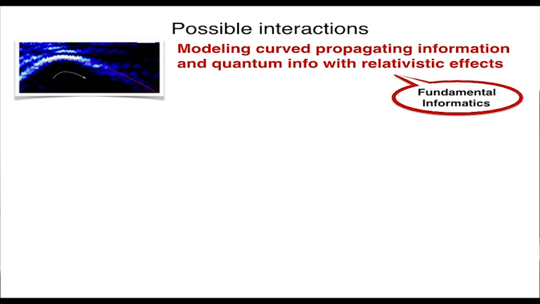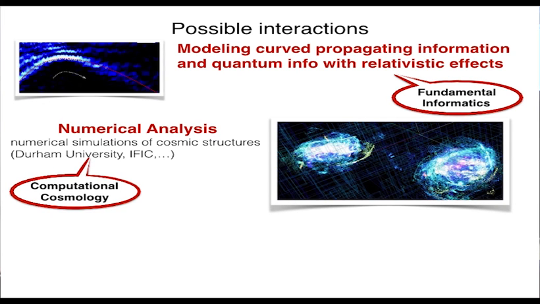Clearly, this is a very, very active field of research. We can just list a few possible interactions with, for instance, fundamental informatics, concerning modeling, covariant propagation, and quantum information processing with relativistic effects. Then numerical analysis. I have a project with Viv Kendon, who is working at Durham University, about this, which is just computational physics in some sense: how to simulate cosmic structure, inflation, or black holes, etc. This is another perspective of this work. Not fundamental, but for sure something related to how we can do numerical simulation in the most efficient way, etc.